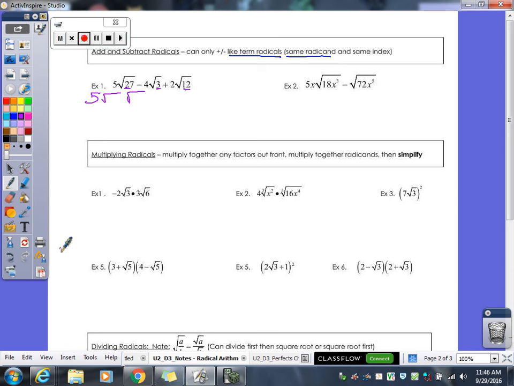So looking at the 27, what's our largest perfect square that can go into 27? 9. So it would be 9 times 3. Square root of 9 is a 3. And remember, we have to do that 3 times the 5 that was already out in front. So completely simplified, that one gives me a 15 radical 3.